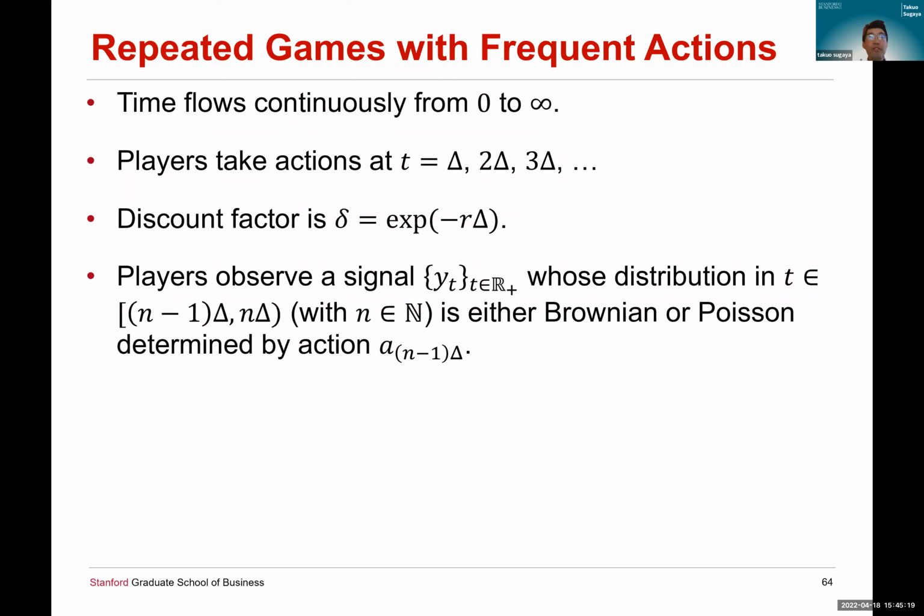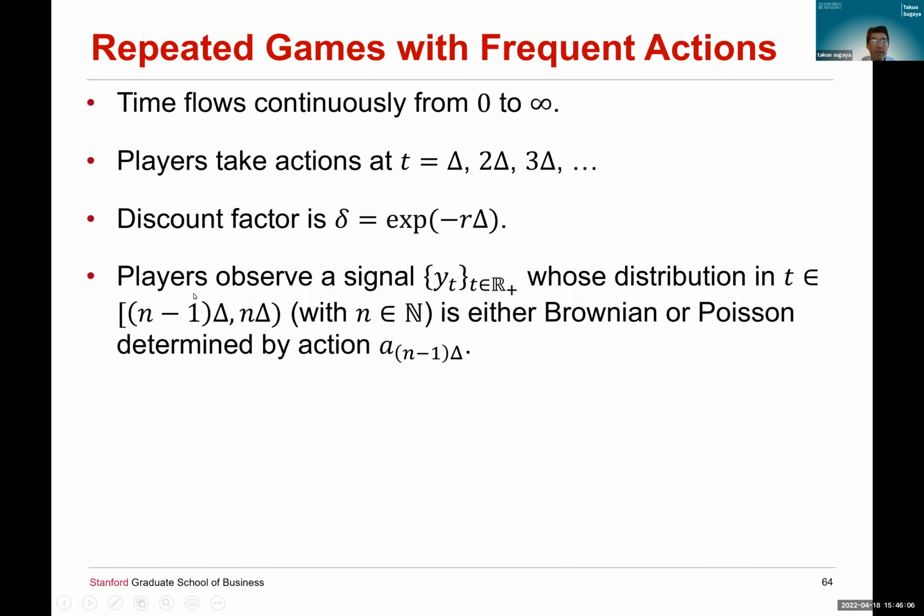Frequent action limit, this is probably just two slides. Supposing that we define the underlying game in continuous time flowing from period zero to infinity, players take an action every capital delta time interval, and the discount factor is a real discount rate R with exponential discounting. Players observe a signal path whose distribution in a time interval from n minus one delta to n delta, where n is a natural number, is either Brownian or Poisson, determined by the action taken at the beginning of the interval.